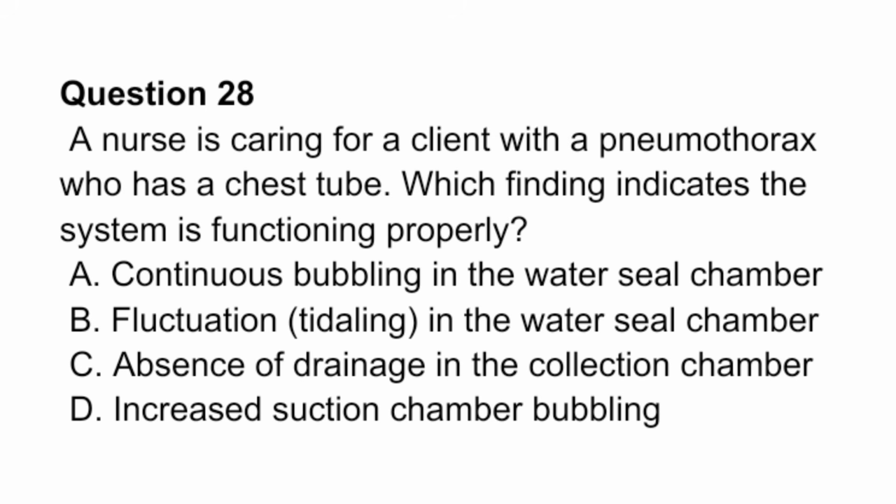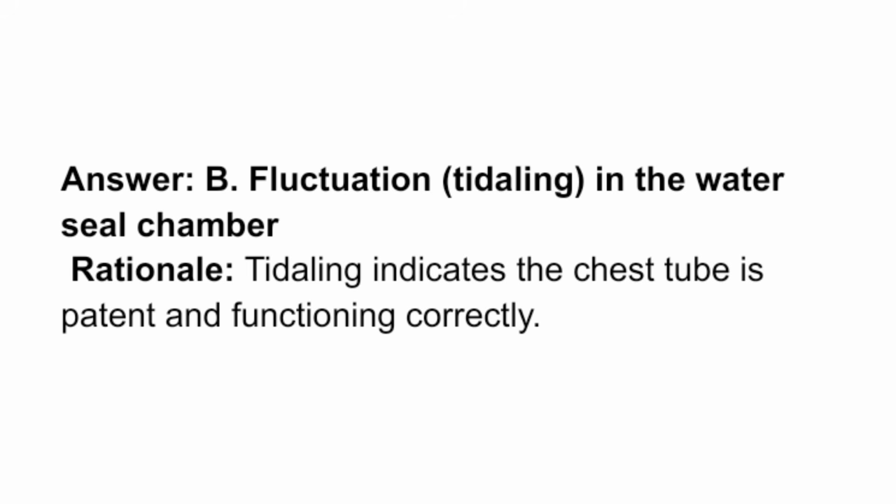Question 28. A nurse is caring for a client with a pneumothorax who has a chest tube. Which finding indicates the system is functioning properly? A. Continuous bubbling in the water seal chamber. B. Fluctuation, tidaling, in the water seal chamber. C. Absence of drainage in the collection chamber. D. Increased suction chamber bubbling. Answer: B. Fluctuation, tidaling, in the water seal chamber. Rationale: tidaling indicates the chest tube is patent and functioning correctly.